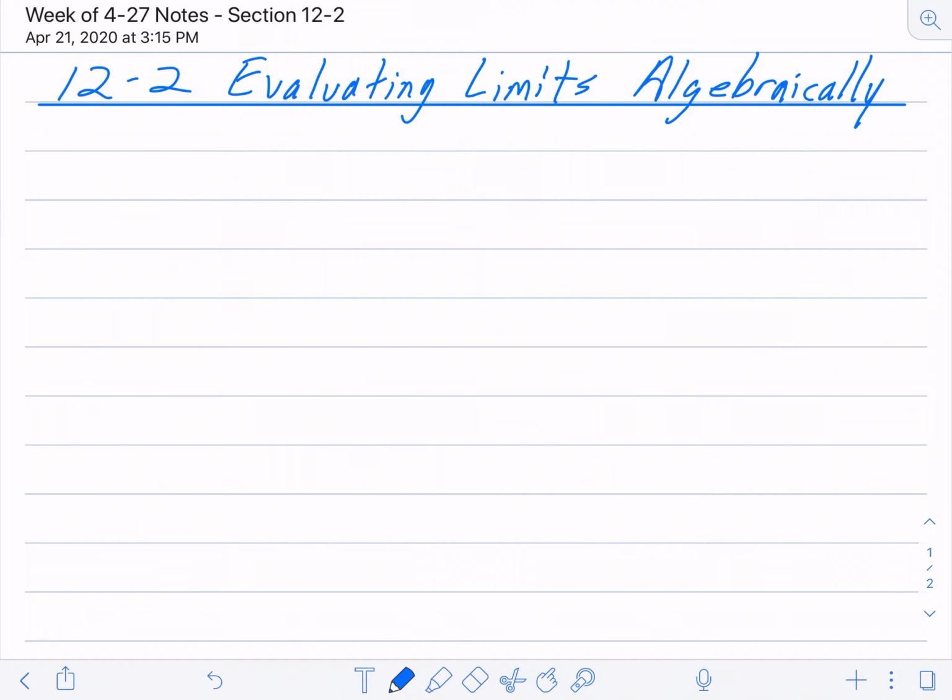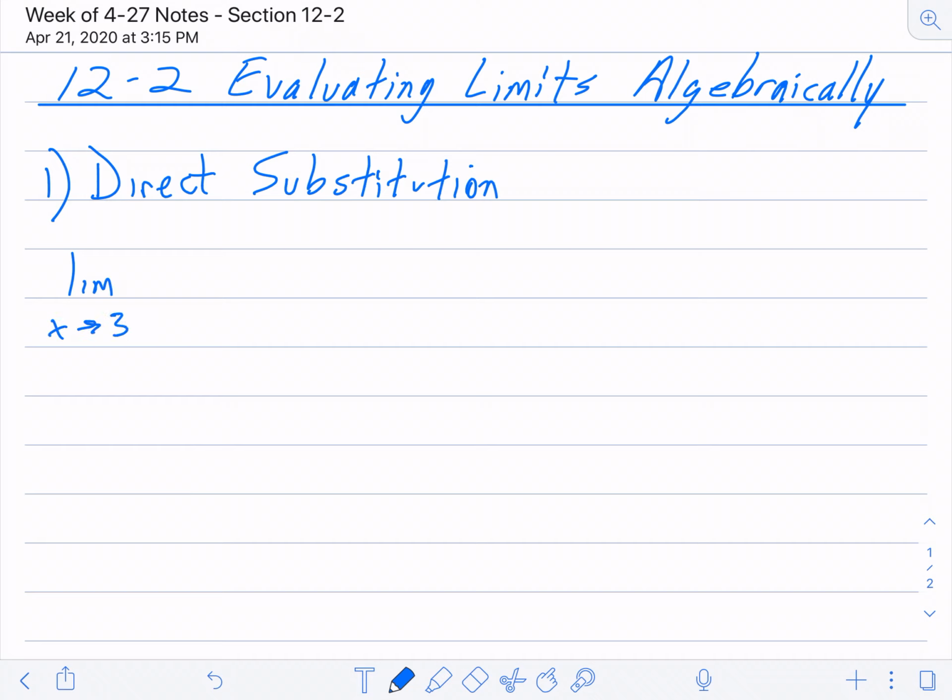There are actually quite a few ways to do this, but we're going to focus on a few key ones for this section. The first method for section 12.2 is simply direct substitution. Direct substitution means I'm going to plug a value right into my function. For instance, let's say I'm looking for the limit as x approaches 3 of this particular function: 2x cubed minus 6 over x minus x squared.